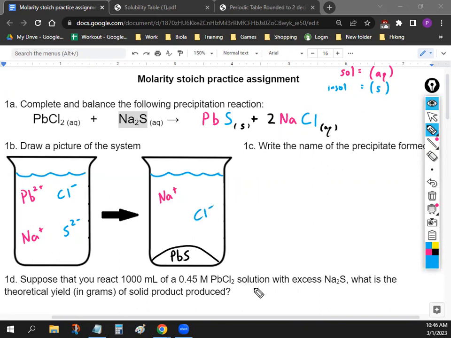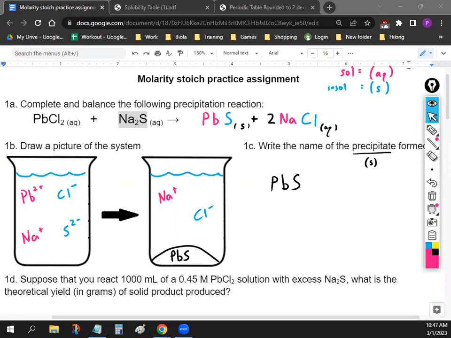Okay. All right, so far so good? All righty. So precipitates are basically the chemicals that have the (s) next to them. So our precipitate is obviously PbS, and so we've got to write the name of the precipitate.